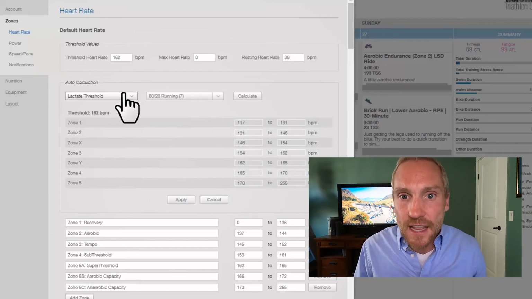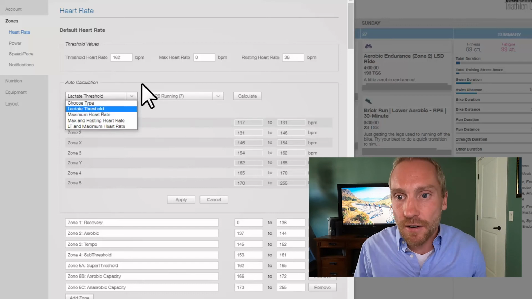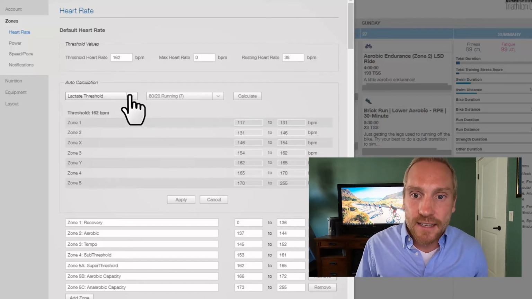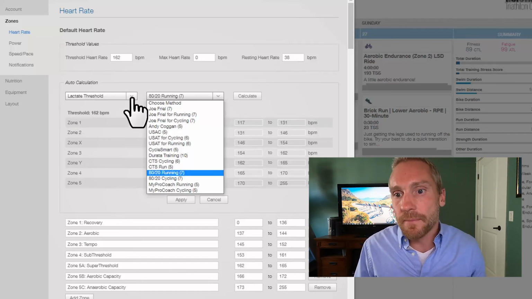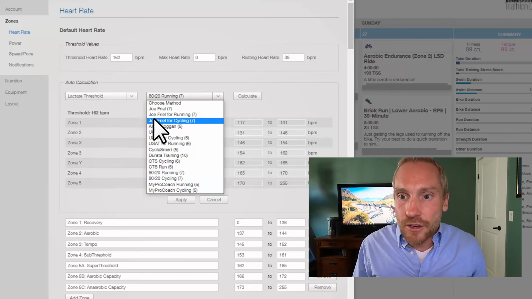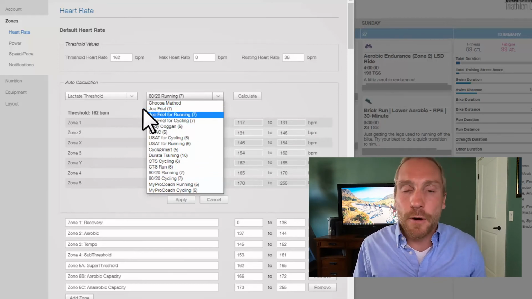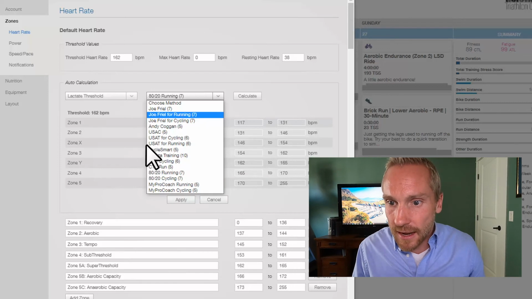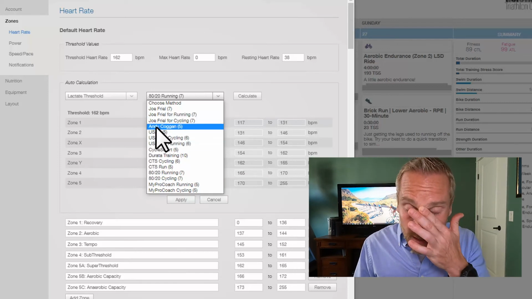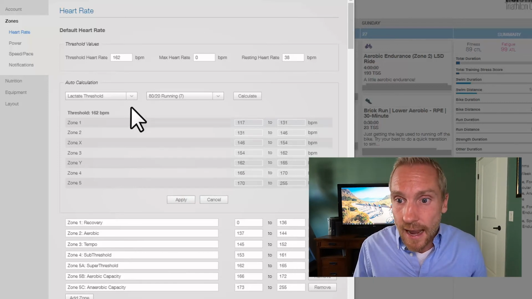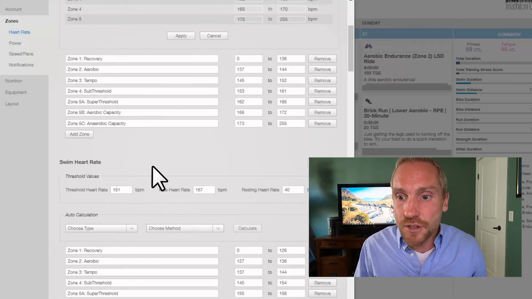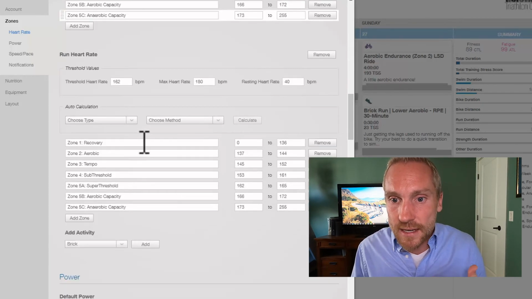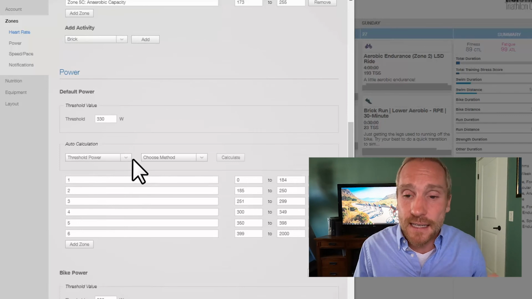Most of the stuff that I use in terms of heart rate or running, even cycling, I'll use Joe Friel for a lot of the stuff. For power, I'll use Andy Coggan's six zones. And again, as you switch to different sports or different ways to calculate, you're going to see different options.